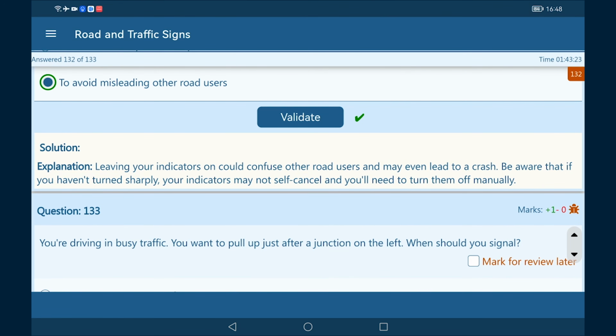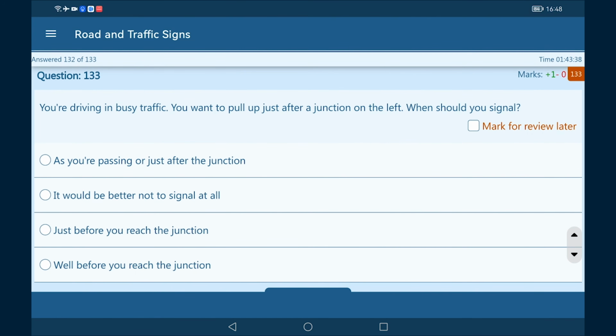Explanation. Leaving your indicators on could confuse other road users and may even lead to a crash. Be aware that if you haven't turned sharply, your indicators may not self-cancel, and you'll need to turn them off manually. Question 133. You're driving in busy traffic.